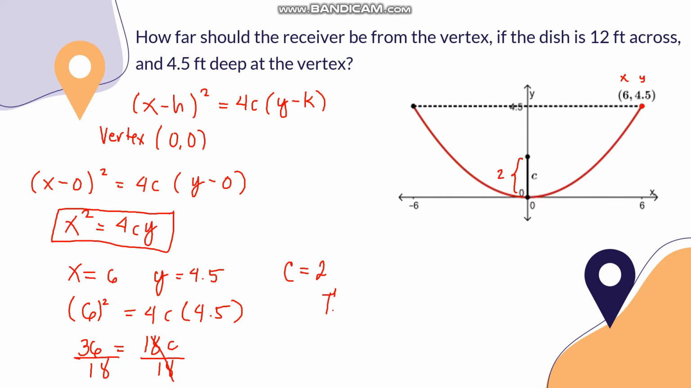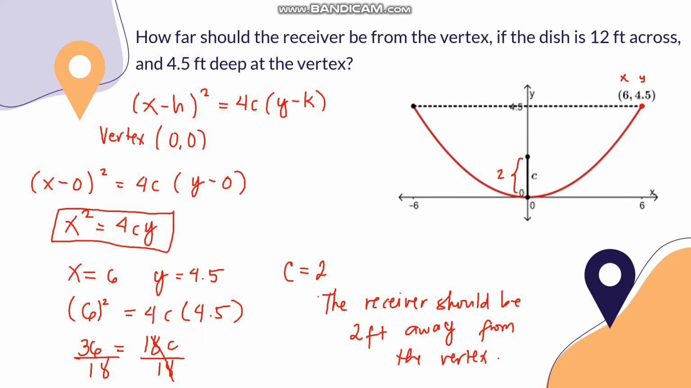So we can say that the receiver should be 2 feet away from the vertex. So this is now our final answer.